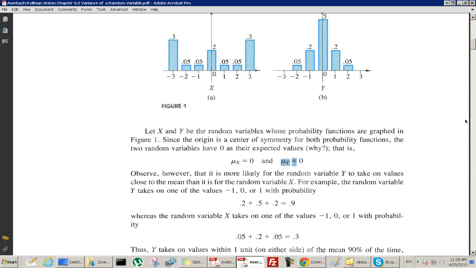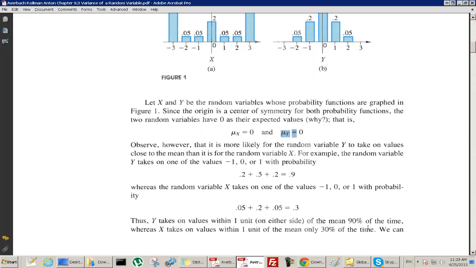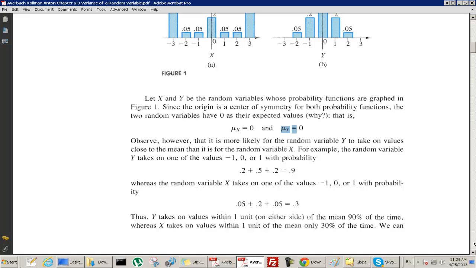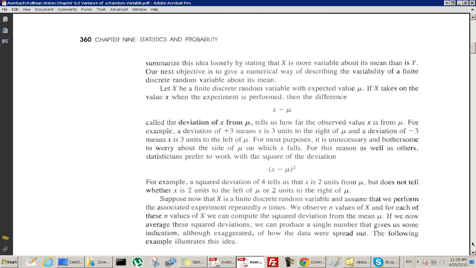5, 2, and 2. So 90% of the time. Whereas random variable x takes on these values, only this plus this plus this, only 30% of the time. Thus y takes on values within 1 unit on either side of the mean 90% of the time, whereas x takes on values within 1 unit of the mean only 30% of the time.